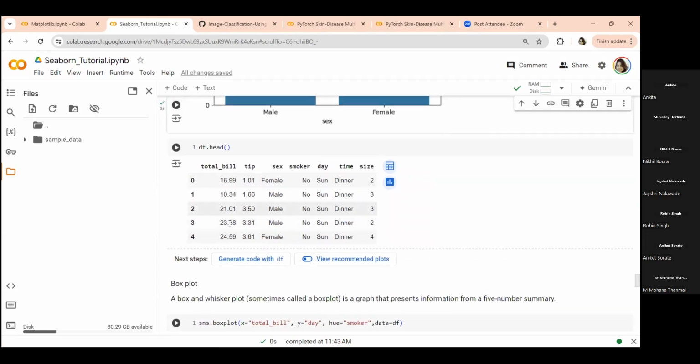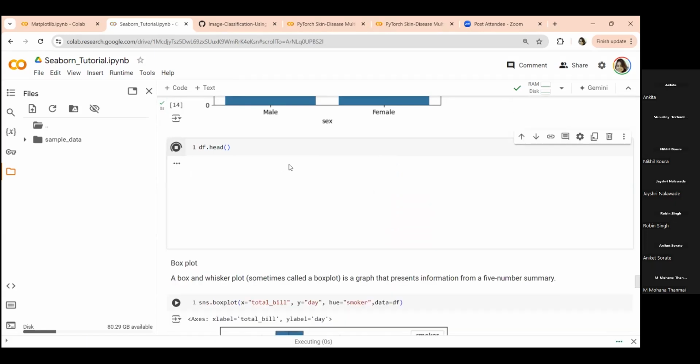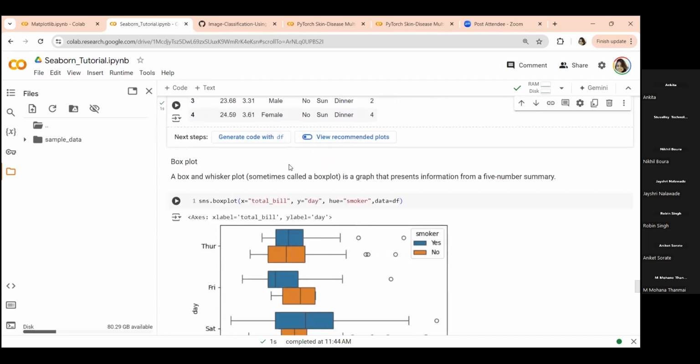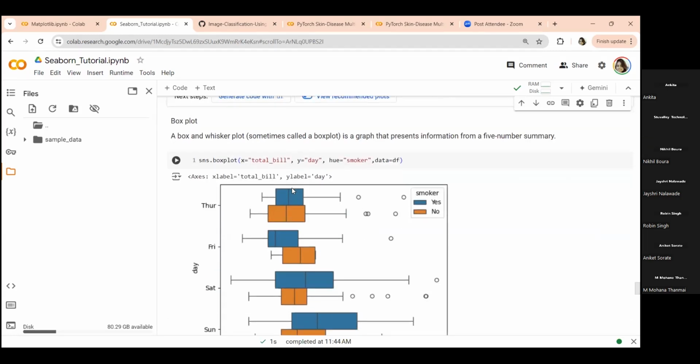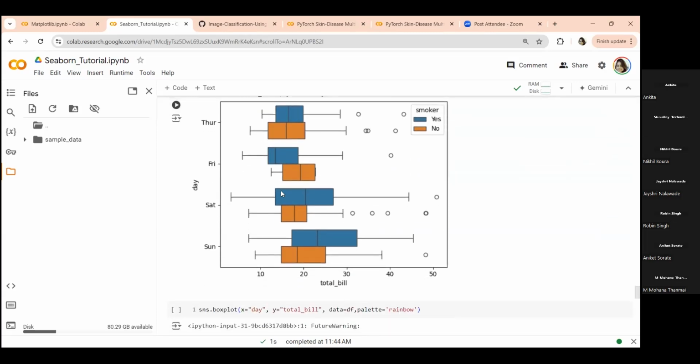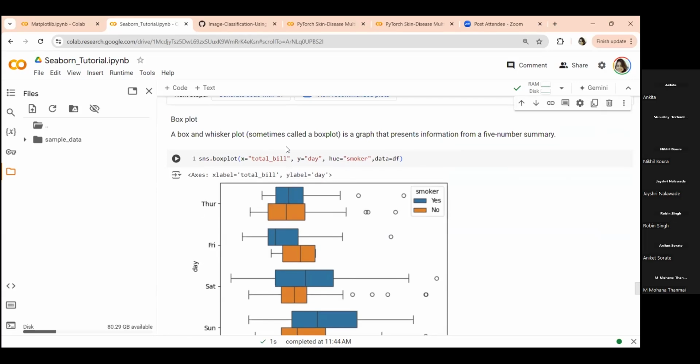So this one is our data set. We all know it, we are just representing it here in another way, and here another one is the box plot. Here we are representing the relationship between the total bill and two categorical features, one is the day, and another one is the smoker. We are comparing between these two categorical features.